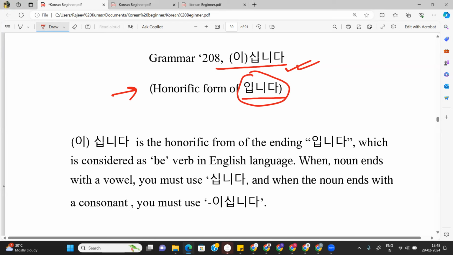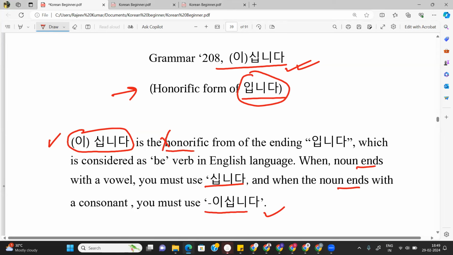Okay. Let's read this disclaimer. Isimnida is the honorific form of the ending Imnida, which is considered as the be verb in the English language. When the noun ends with a vowel, you must use Simnida, and when the noun ends with a consonant, you must use Isimnida.